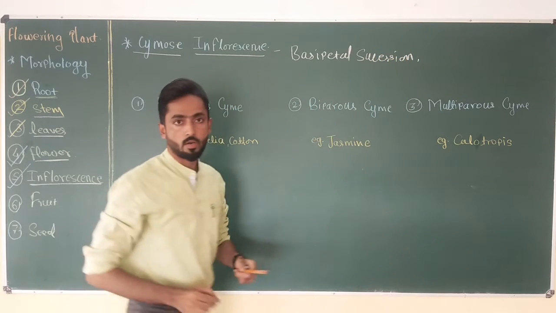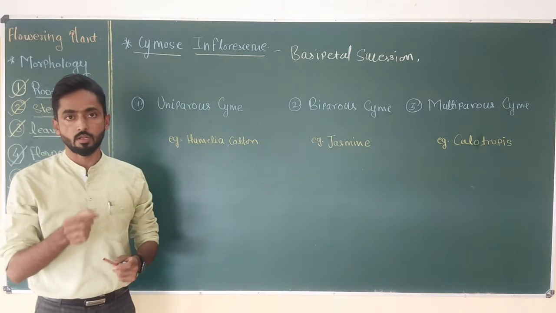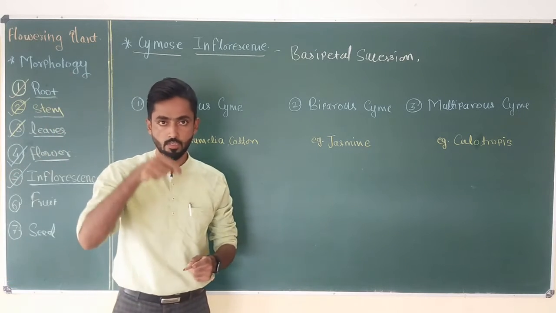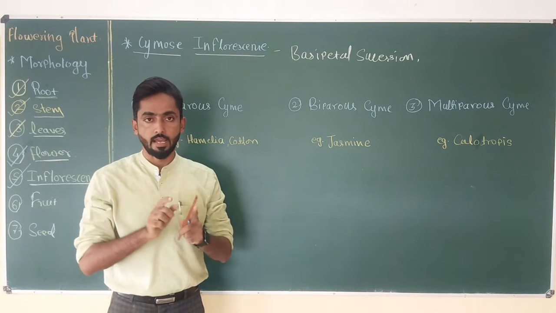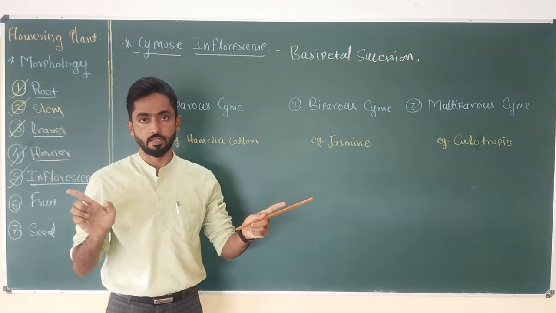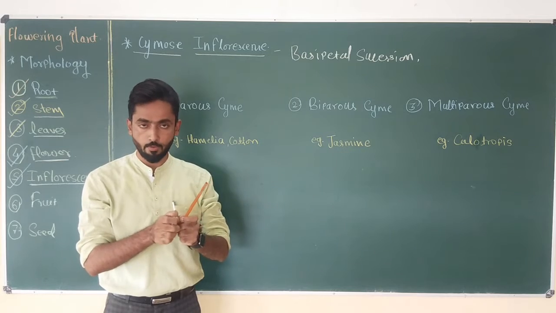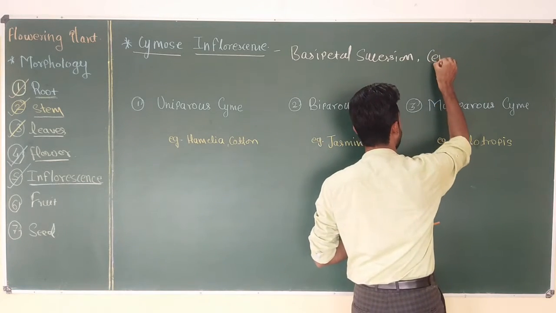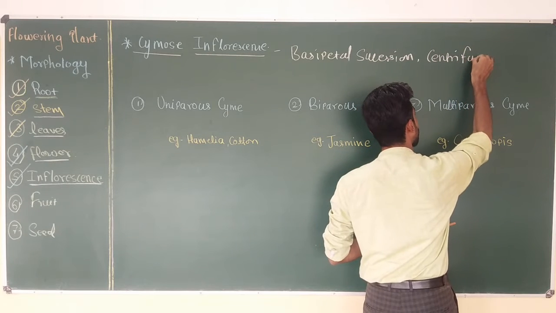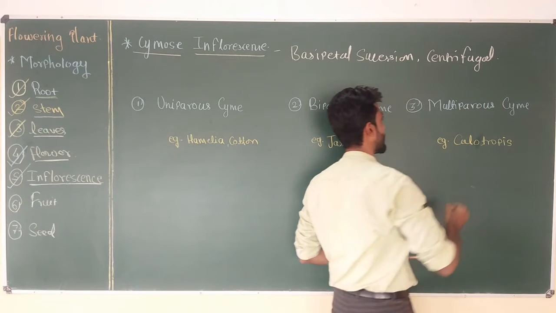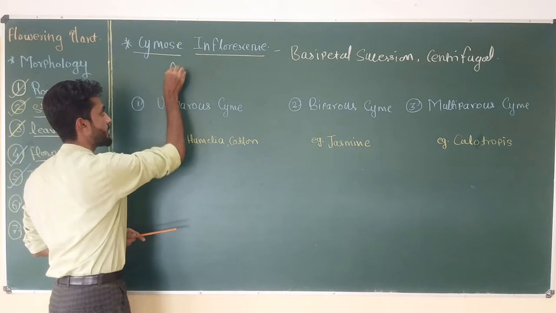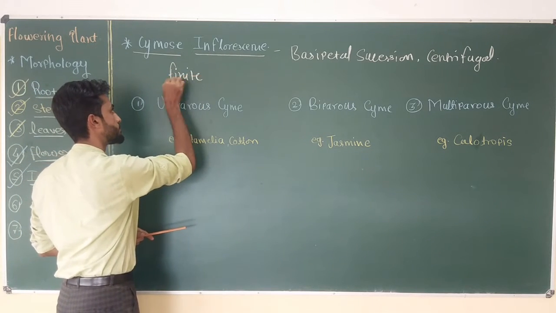Then the opening of the flowers happens in a centrifugal manner. That means the central flowers or the top flower opens first, and then opening moves towards the periphery. So we move away from the center. So it is called centrifugal type of opening. Then the cymose type of inflorescence is also known as finite type of inflorescence.